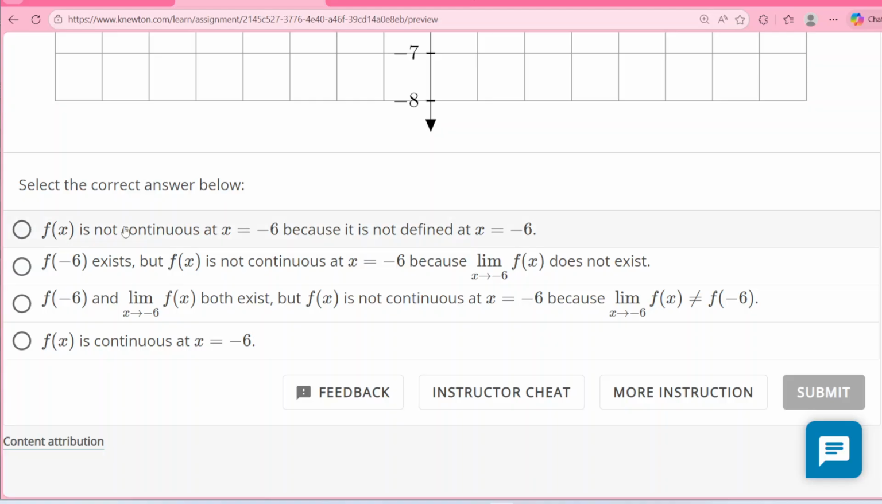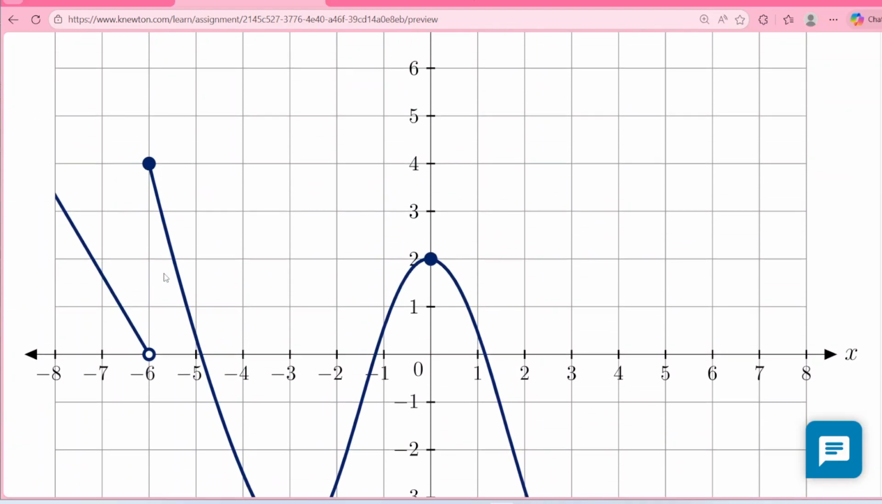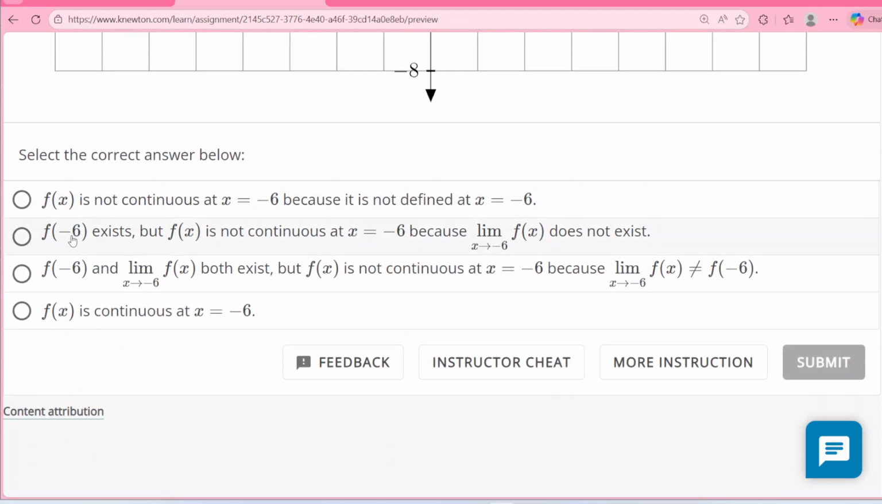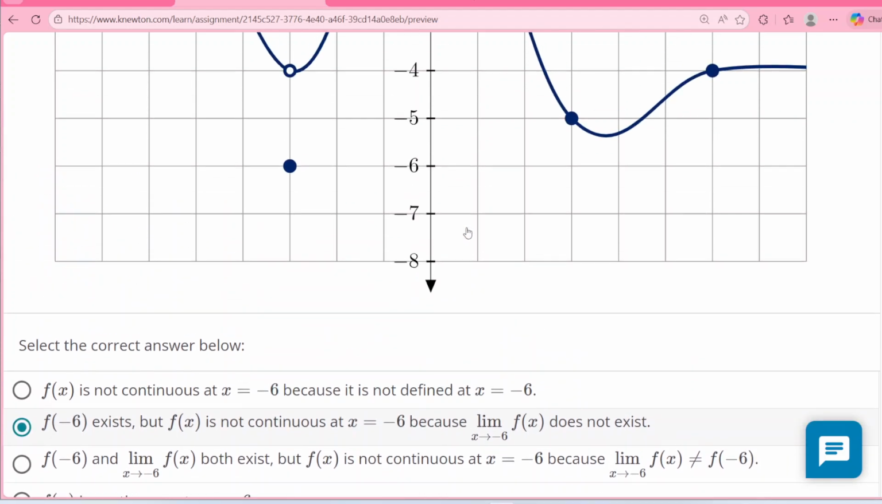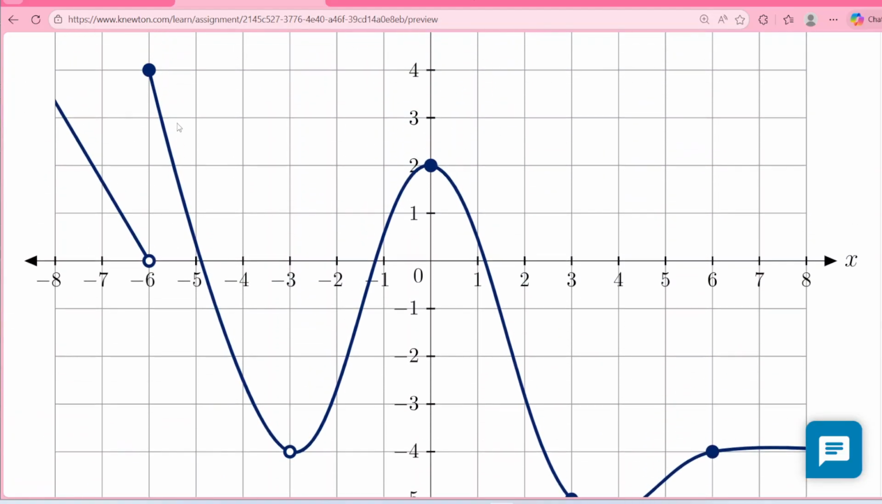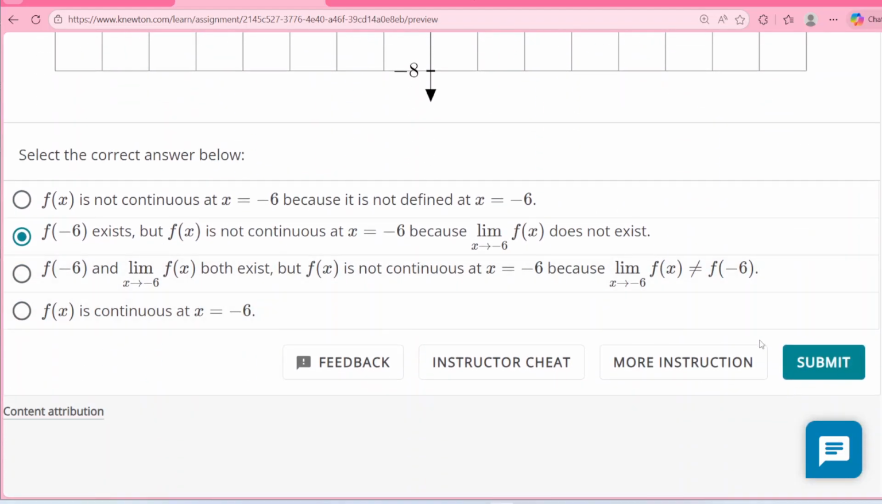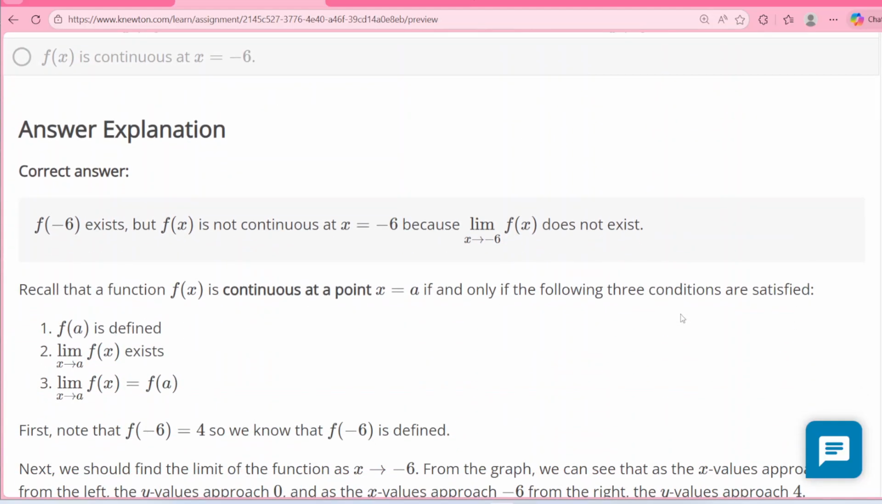So down here, it's defined at -6. The value at -6 is 4. So f of -6 exists, that was 4. But f is not continuous at -6 because the two-sided limit does not exist. That's the same option we saw in a previous problem. The two-sided limit doesn't exist at -6, so it can't be continuous there.